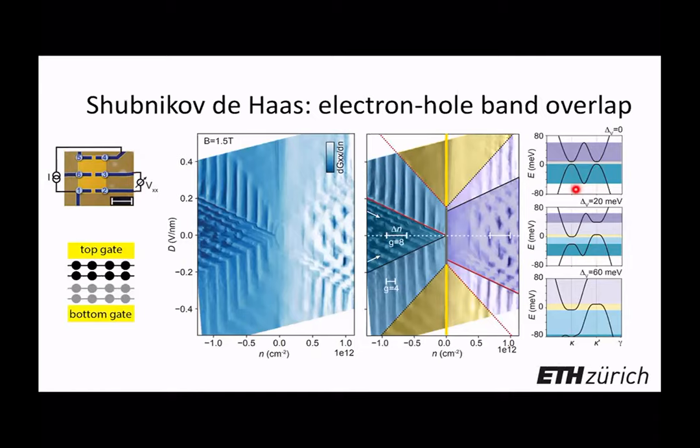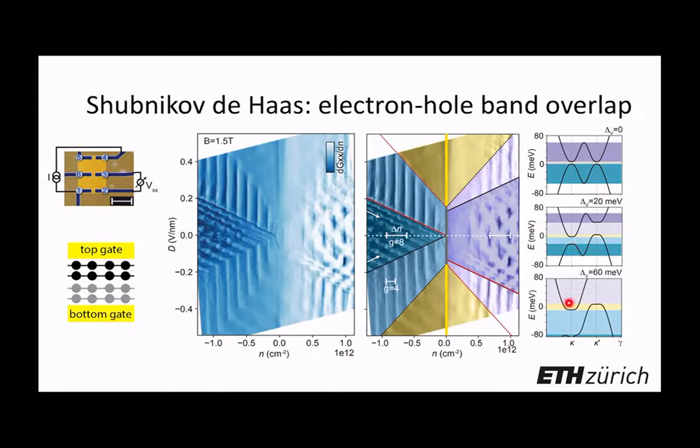Since we have bilayer graphene, the displacement field opens a gap at both the kappa points, in both the layers. And it also displaces these two gaps with respect to each other. And then you see that you get a region where you only have a single two-deck, or a single set of Shubnikov-de Haas oscillations, for example. And today I'd like to focus on this region where we have actually two types of carriers.